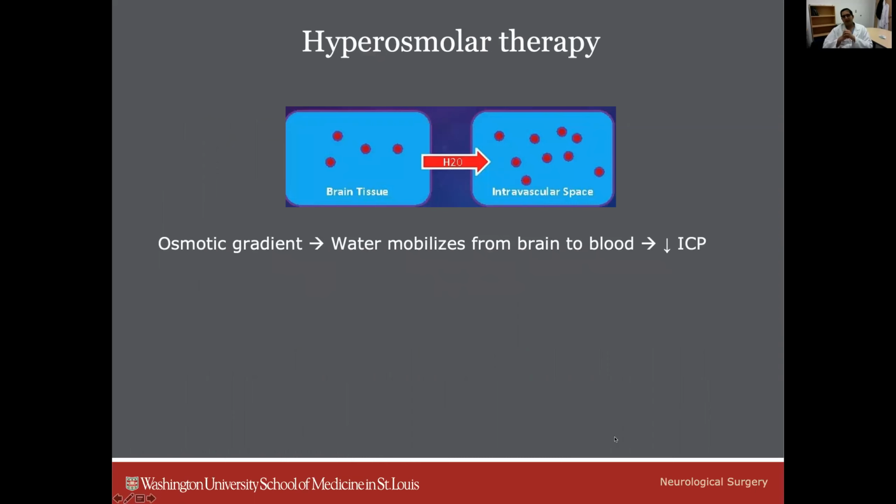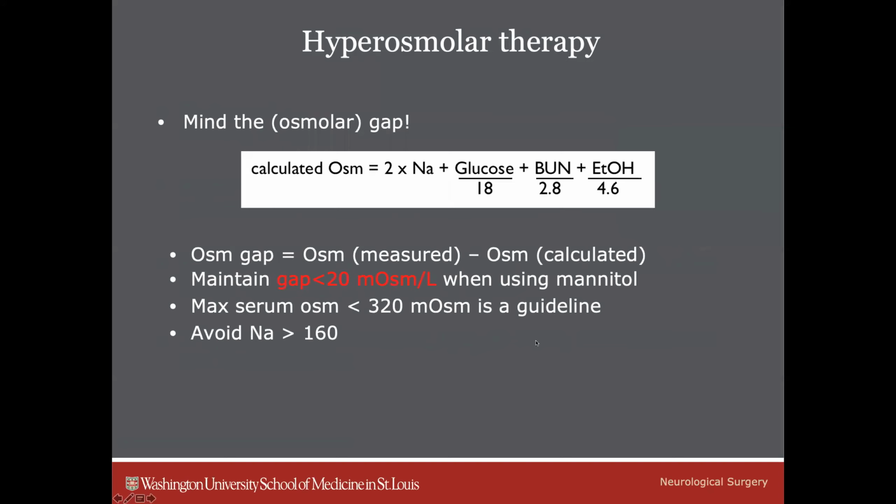So the next thing that we commonly use is hyperosmolar therapy. The concept here is that if you create an osmotic gradient between your brain tissue and your blood vessels, then water mobilizes from the brain to the blood, and therefore your ICPs go down. In terms of hyperosmolar therapy itself, you can use either hypertonic saline or mannitol.